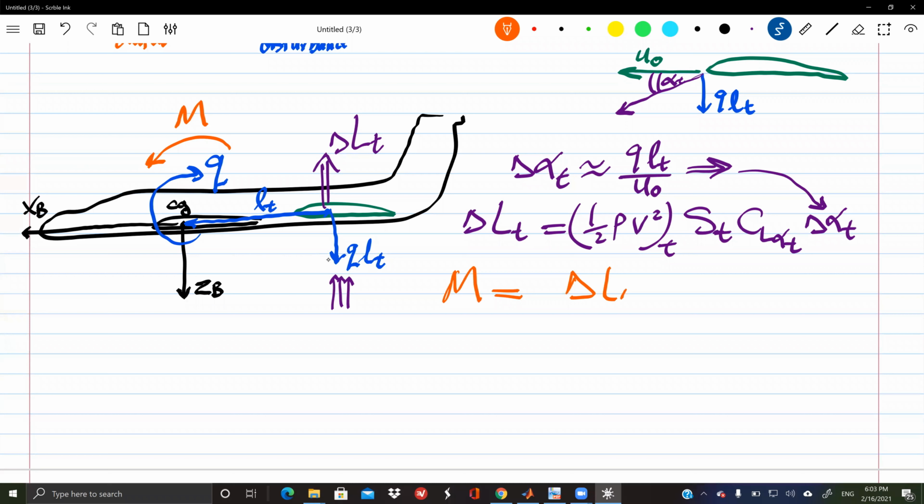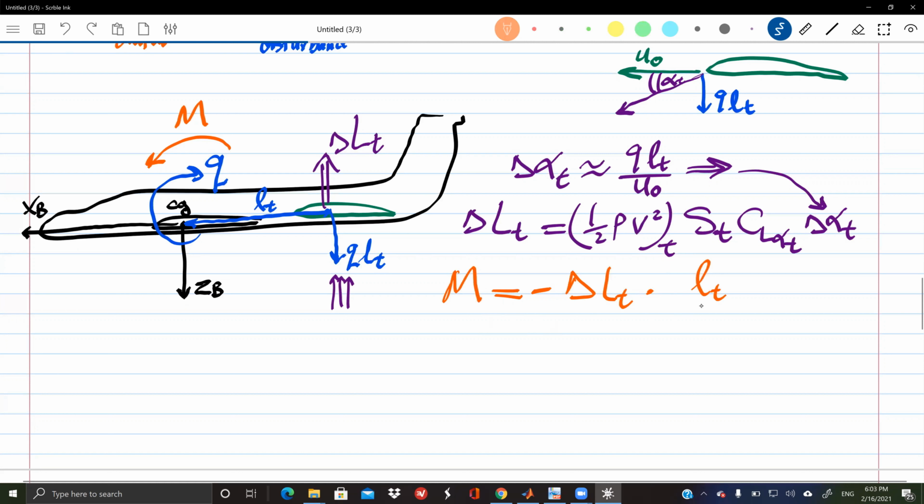Moment is this delta L tail multiplying with the moment arm, little L tail, and this is a negative. And please, please don't let any of these lines pass. If you have any issue, no matter how small, just stop me. This is very important.